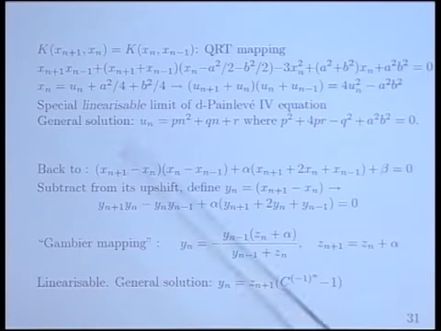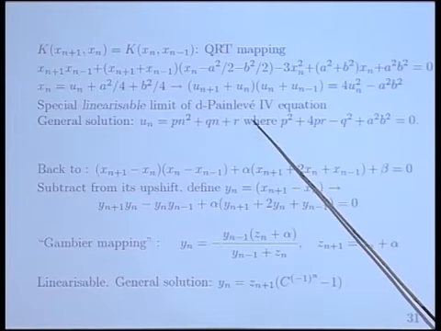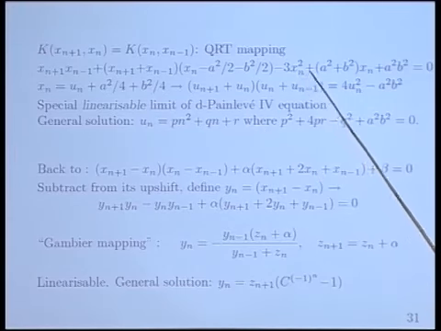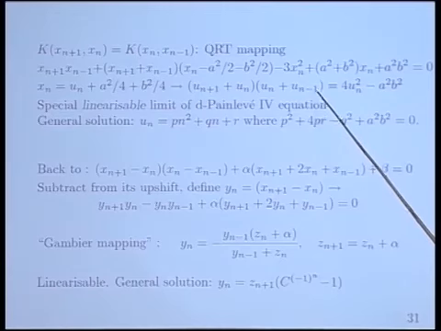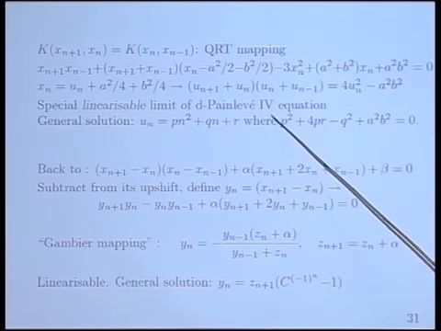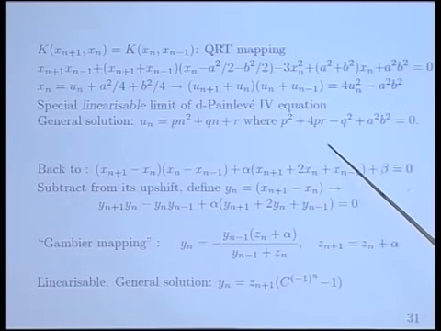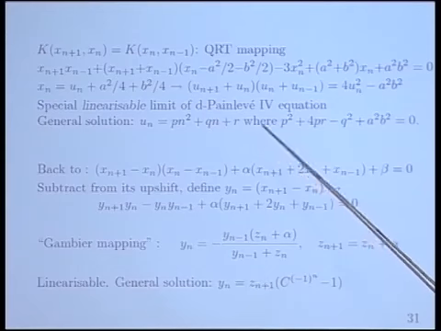And it turned out that this QRT mapping is not just any QRT mapping, it's a linearizable case. We recognize it immediately because this is a mapping which we are used to seeing. So we recognize it immediately as a linearizable case. And it's so simple that in fact you can have the general solution of this mapping.